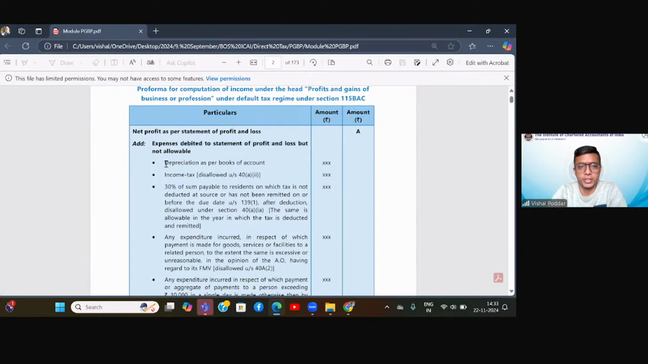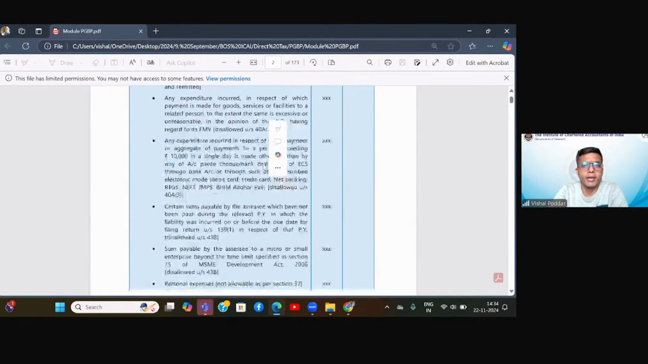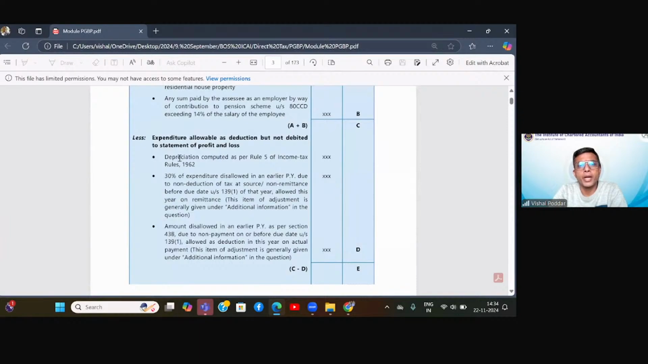Now, first is depreciation. Actually, because we are accounting people, we have done this in the past, that we take the difference of the depreciation and we adjust the net. The other approach is whatever depreciation is debited to P&L, that is as per accounts, you first add the entire amount, and then in less, you subtract the entire amount of depreciation as per the income tax provisions, that is section 32 read with rule 5. So one approach is what we have done, take the net. Another approach is what is shown over here. You can take both figures gross: accounting depreciation added, income tax depreciation less.